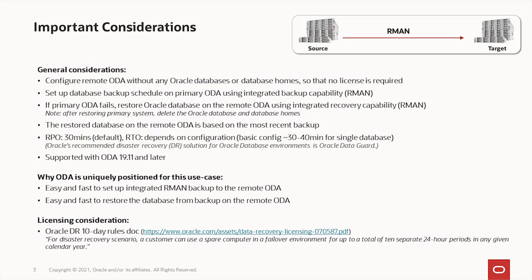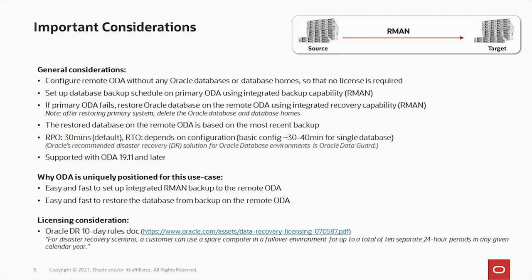So let's look at some of the important considerations. The way we want to do this is using a second ODA remotely as a repository of backups. You configure the second ODA on the remote site very quickly, and you deploy the ODA without any Oracle database homes, so there's no license required. Then you can very quickly set up a backup schedule on the primary ODA using the integrated backup capability.